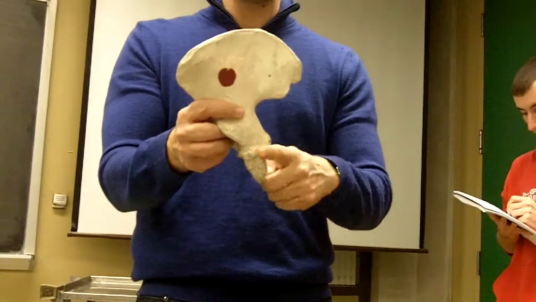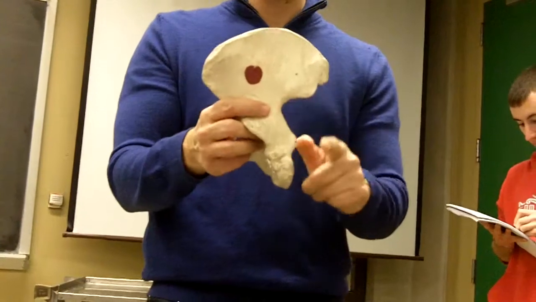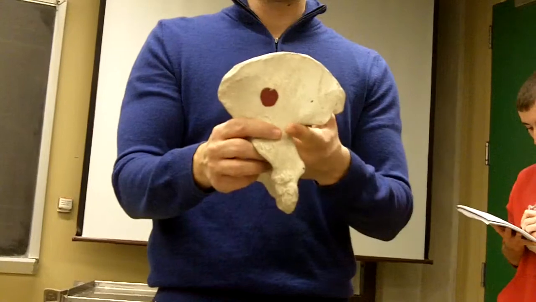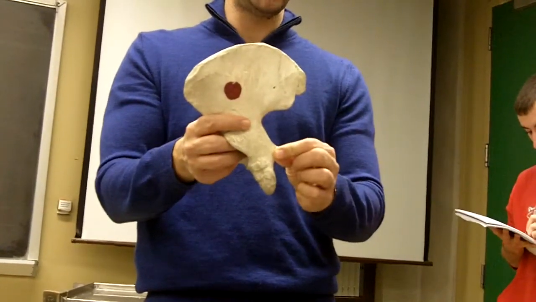We have this larger notch and the smaller notch. The larger notch is going to be known as the greater sciatic notch, and the smaller one is going to be known as the lesser sciatic notch. So greater sciatic notch, lesser sciatic notch, and that's separated by the ischial spine.